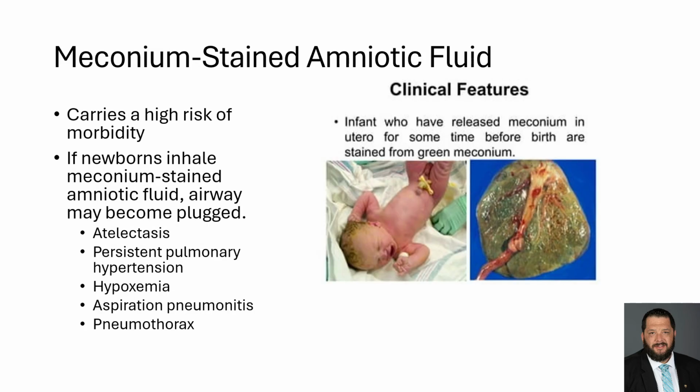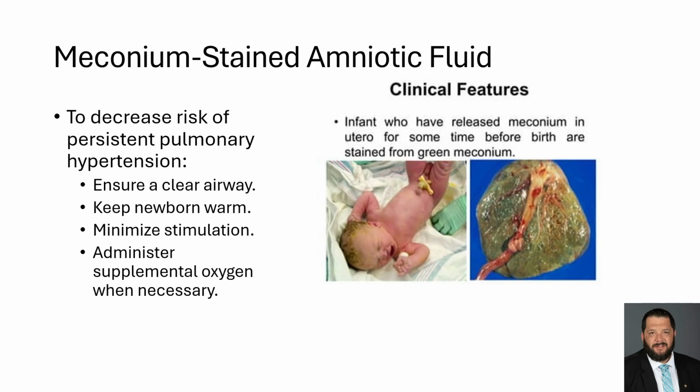For meconium staining, this carries a high risk of morbidity. If newborns inhale meconium-stained amniotic fluid, the airway can become plugged. This can result in atelectasis, or the collapsing or the failure to inflate the parenchyma of the lungs, persistent pulmonary hypertension, hypoxemia, aspiration pneumonitis, as well as a pneumothorax. So we should note meconium staining during childbirth and prepare. Every OB kit is generally equipped with a meconium aspirator, and we'll talk about that here in just a second.